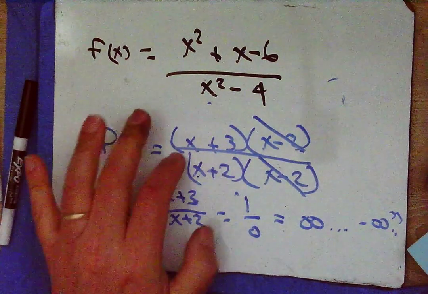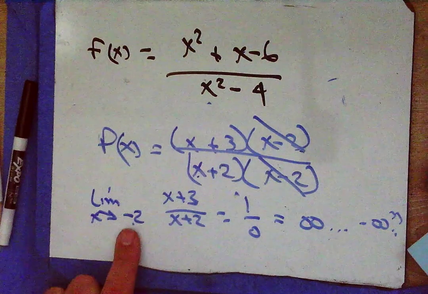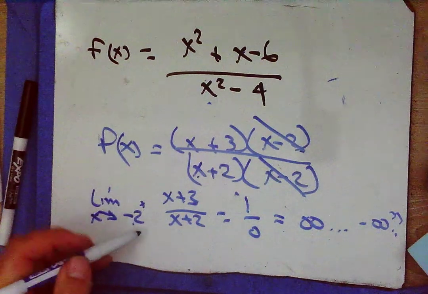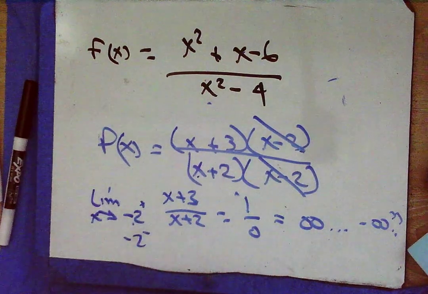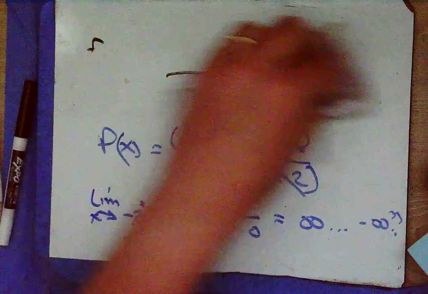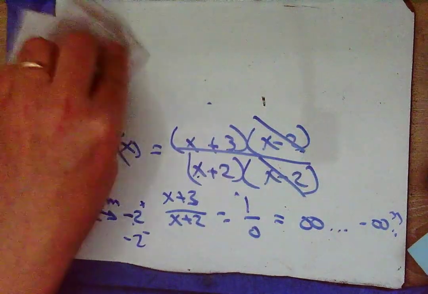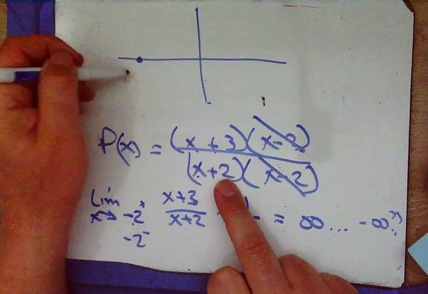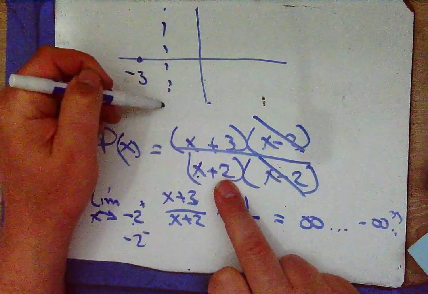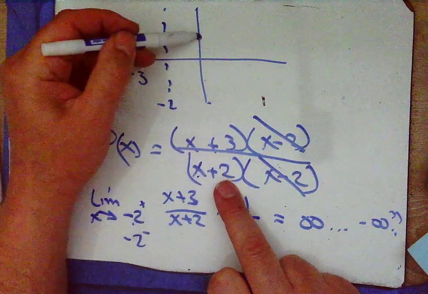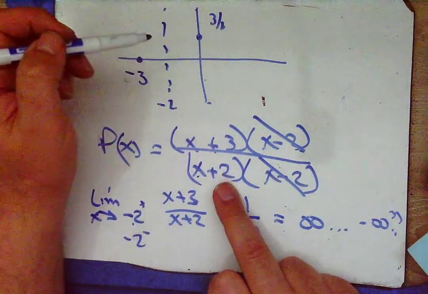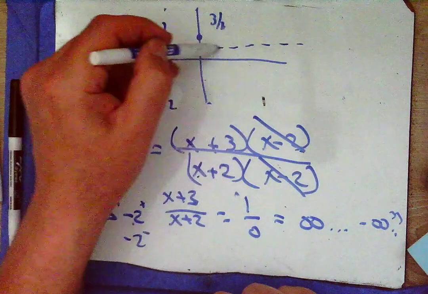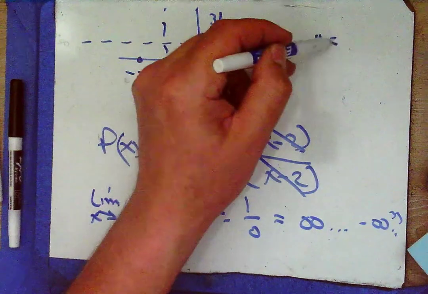Let's think about this graph. Is the limit going to be the same whether I come from the positive side or the negative side? I think we remember enough of graphing rationals to quickly graph this and answer that question. We have an x-intercept at -3, a vertical asymptote at -2, a y-intercept at 3/2, and a horizontal asymptote, we found, at y equals 1.